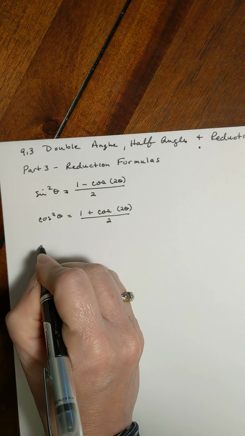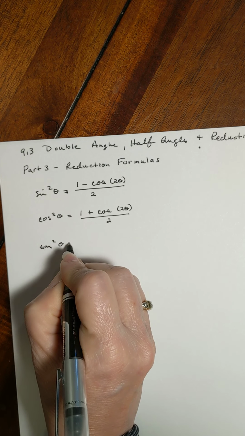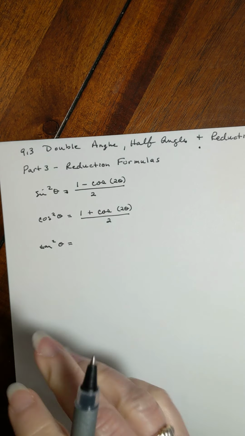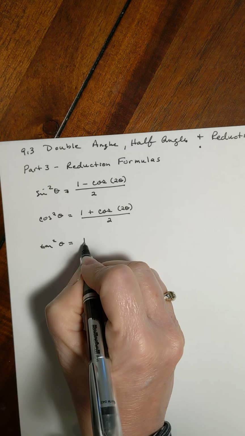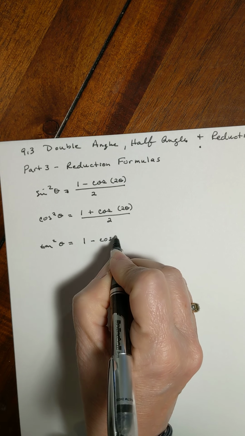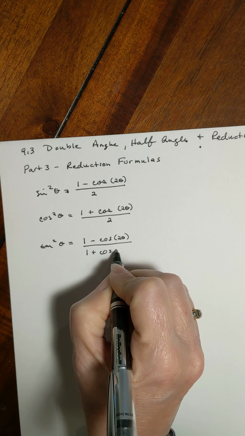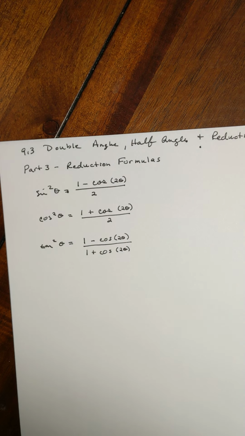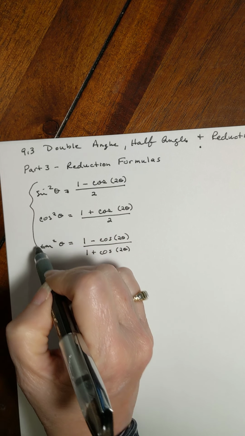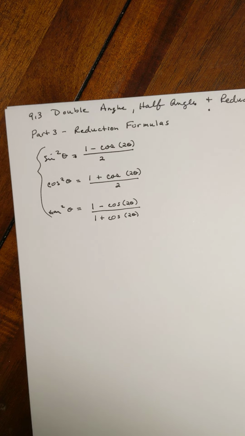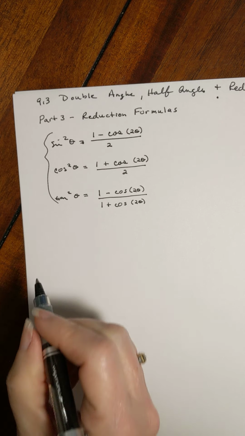And then tangent squared of theta is just sine squared of theta over cosine squared of theta, and the 2's are going to cancel if you keep change flip. So this becomes 1 minus the cosine of 2 theta divided by 1 plus the cosine of 2 theta. And so these are your reduction formulas. And you do have these formulas on your formula sheet. Make sure you look for them and see where they are so that you can use them when we get to the test or when you're doing your homework.